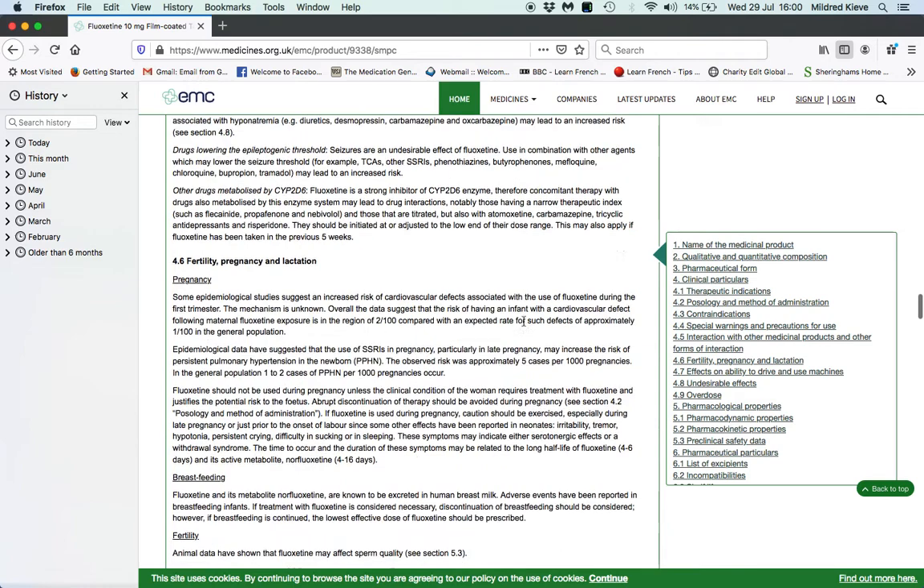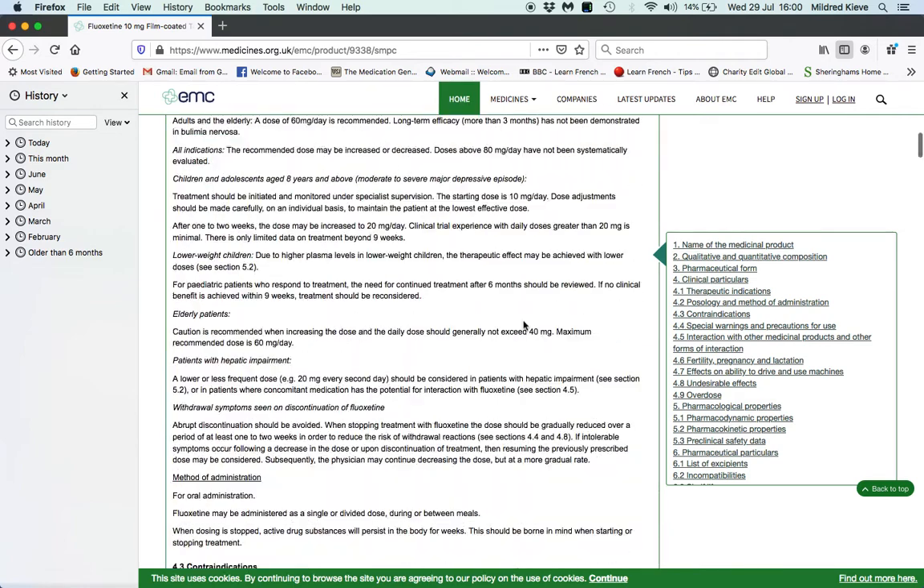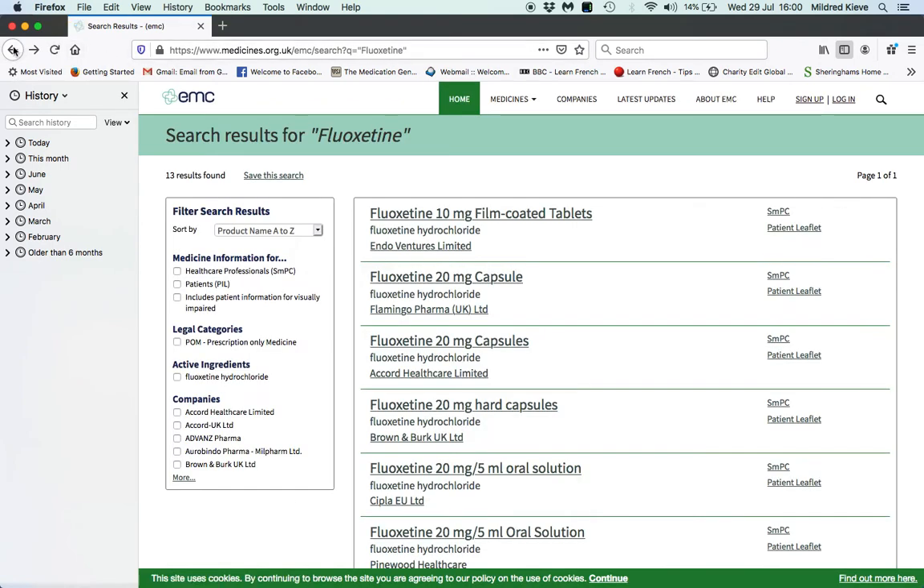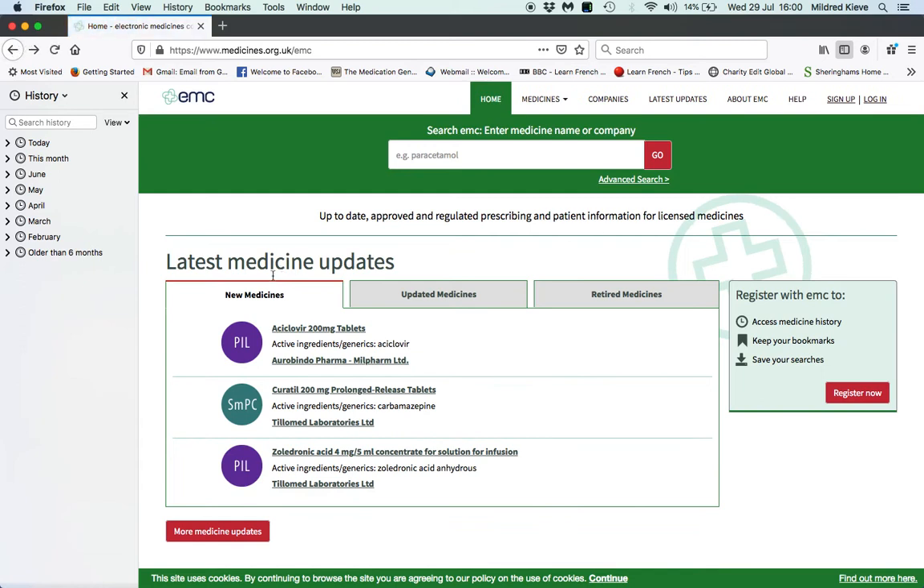So that's one way of finding out about a drug. I mean, you can look up aspirin or any particular drug. If we go back to the page where we filled in the little box, they also put latest medicine updates here.